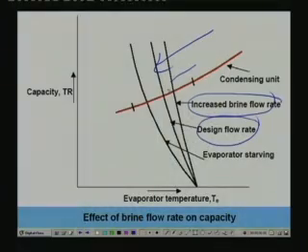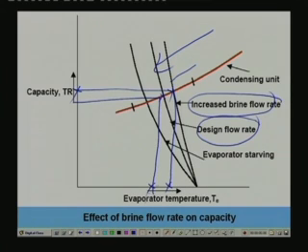Now the system will be balanced at a higher capacity, right? So that is what has happened here. When you have increased the capacity, you can find that this is the balanced design point capacity, and at increased brine flow rate, this is the capacity. But along with the capacity, the temperature also increased. If this is the design temperature, since the brine flow rate has increased, the balanced evaporator temperature also increased.